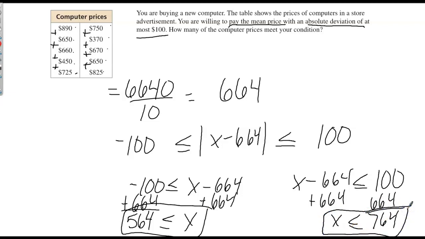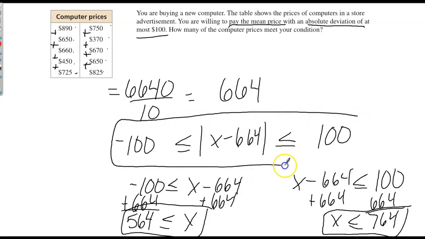Okay, and if you think about it without doing the absolute value way, like solving it like this, when it says that you're doing the absolute deviation, you only want to deviate or go away from that price by $100. So you could go under by $100, or you could go over by $100, which in our heads we would be like, well, if you go under $100, it's 564. If you go over $100, it'd be 764.